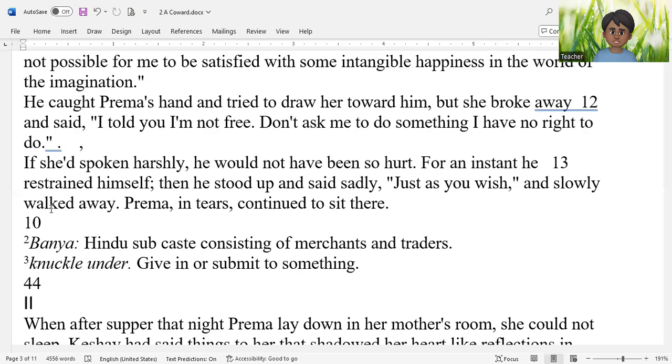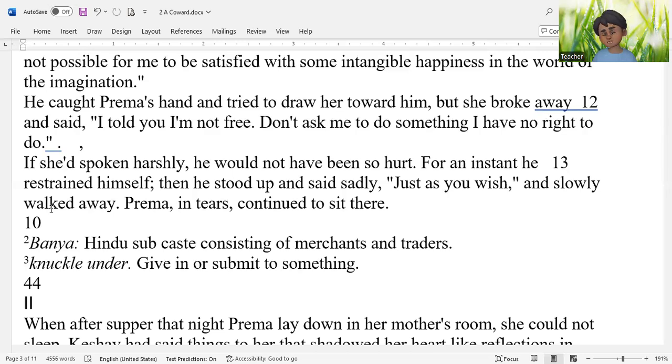If she had spoken harshly, he would not have been so hurt. For an instant he restrained himself. Then he stood up and said sadly, just as you wish. Look, when Prema rejected Kesav's effort to hold her hand, Kesav felt very bad and offended. And look what he says, just as you wish, and slowly walked away. Prema, in tears, continued to sit there.